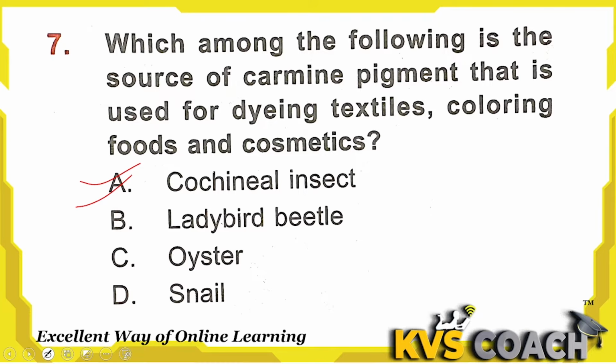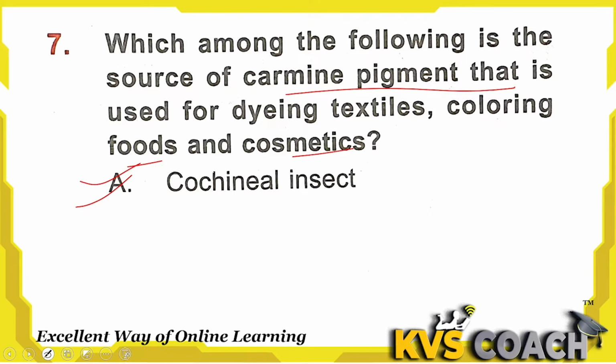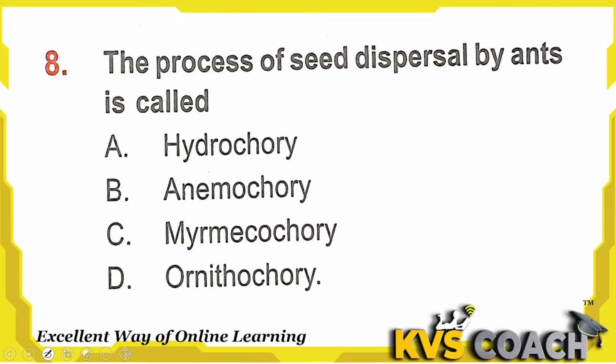They help farmers by eating pests so that pests can be reduced or controlled. Oyster is used for maximum in the food because it has so many types of minerals and vitamins. It is very good for the people. And snail, we use snail shell actually in decorative objects. So here for carmine pigment or pigments in food and cosmetics, the insect uses cochineal insect. Okay, option A is the right answer here.